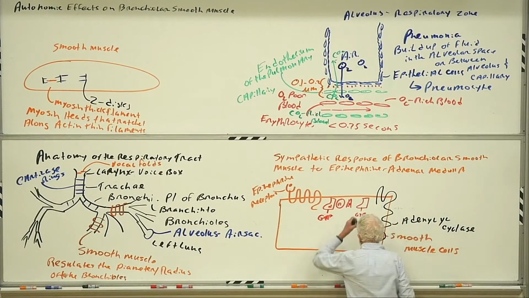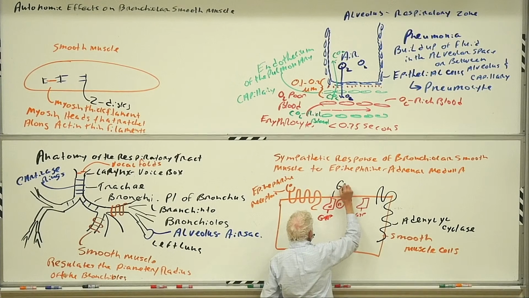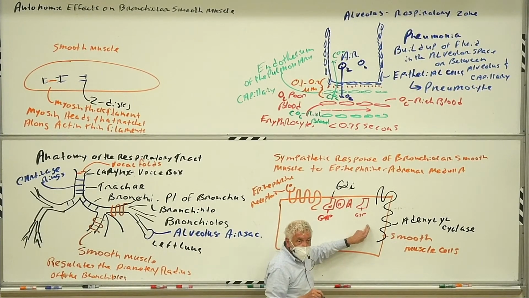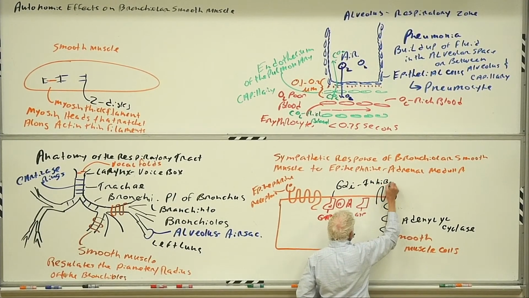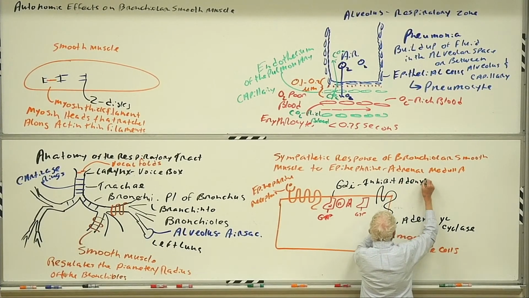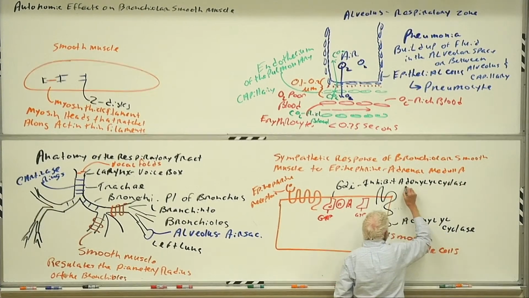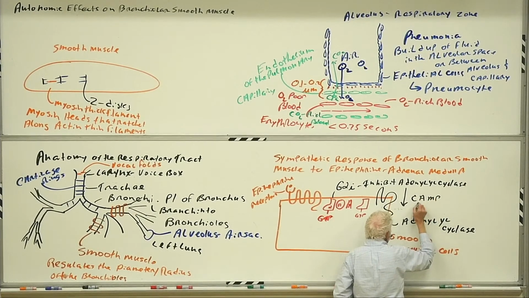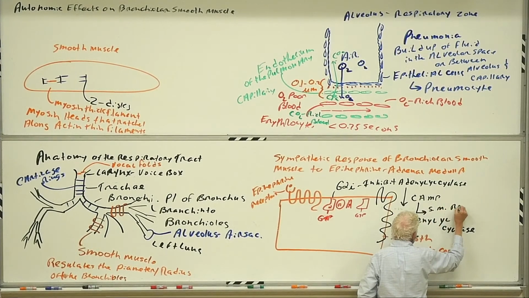Now, I should emphasize here that this particular alpha subunit is G alpha i. So it's not going to activate the adenylyl cyclase. This G alpha i is going to inhibit adenylyl cyclase. This leads to a drop in cyclic AMP levels. The drop in cyclic AMP levels leads to smooth muscle relaxation.